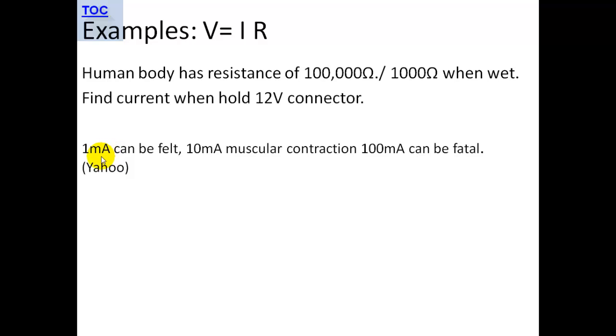In theory, if it's around 1 milliamp, you should be able to feel that. 10 milliamps, you would feel that, and it would make your muscles contract. It's said that 100 milliamps can be fatal. It depends if it goes through the heart or not. So, knowing this, what is the voltage that will kill you? Your body has a resistance of 1,000 ohms when wet or 100,000 ohms when you're dry. Find the voltage that will kill you. V equals IR.